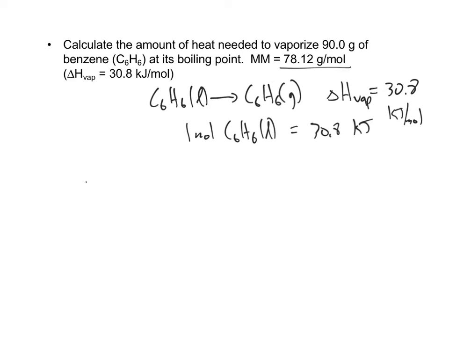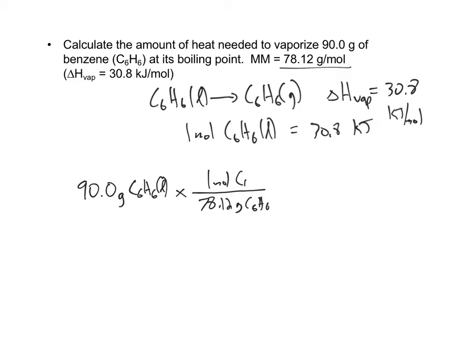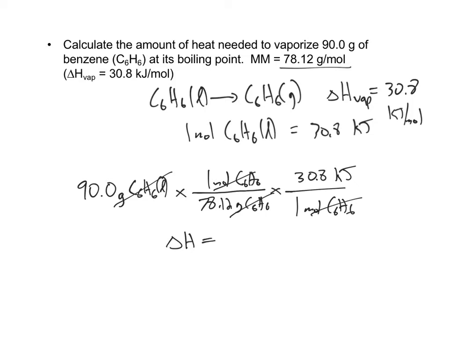So to solve this problem, I would just take my 90 grams of benzene, and then 1 mole of benzene requires 30.8 kilojoules in order to vaporize. And so the delta H for that process is 35.5 kilojoules.